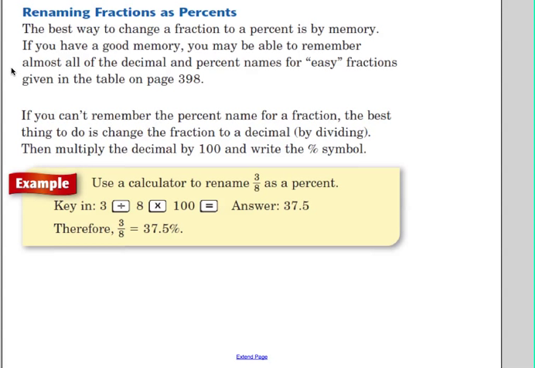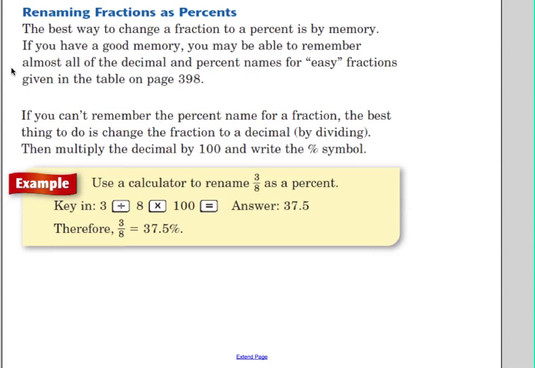You probably already have several easy fractions memorized. For example, you probably know that 1/10 is 10%, or 8/10 is 80%. You probably know that 3/4 is 75%.